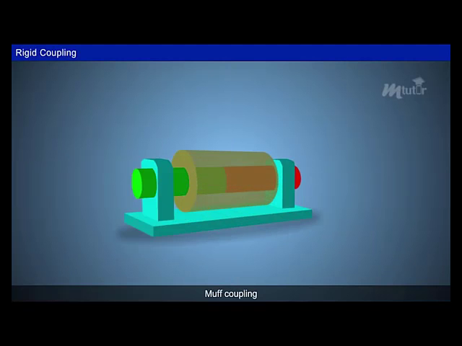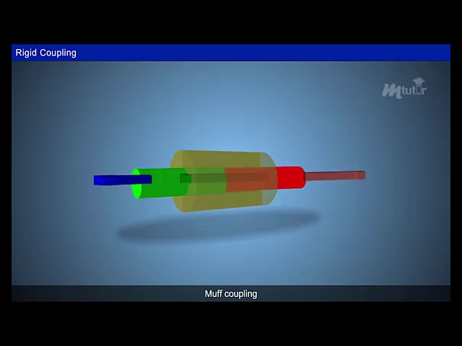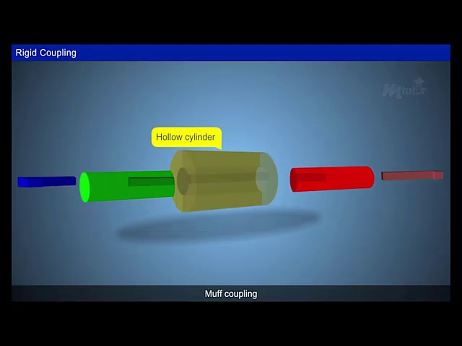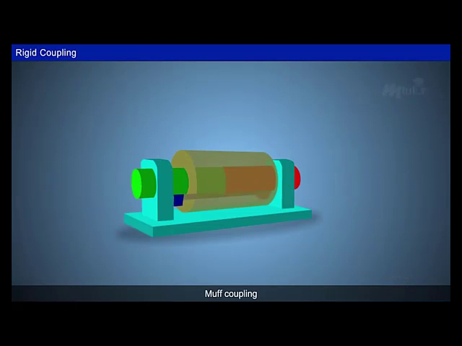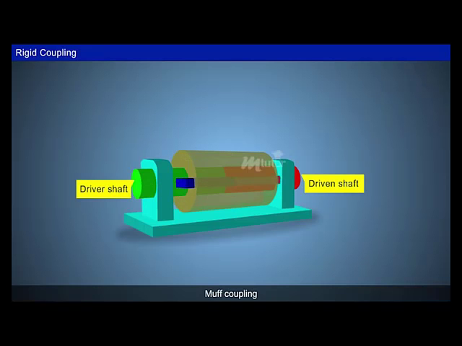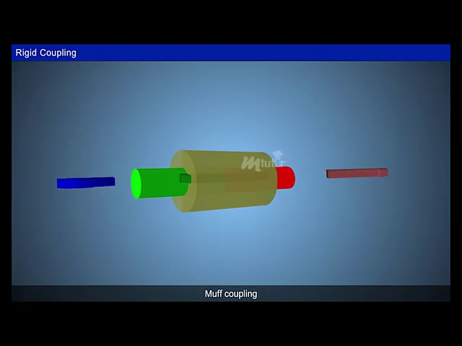The simplest type of rigid coupling is the muff coupling, in which a hollow cylinder is fitted over the two shafts and locked by a key. Thus, the hollow cylinder looks like a sleeve. Hence, it is also called a sleeve coupling. Here, the inner diameter of the sleeve is the same as the shaft's diameter. As already known, it is the simplest type because the power transmission takes place between two parts, the sleeve and the key. That is, the torque from the driver shaft is transmitted to the sleeve through the key. But it is difficult to assemble and disassemble.